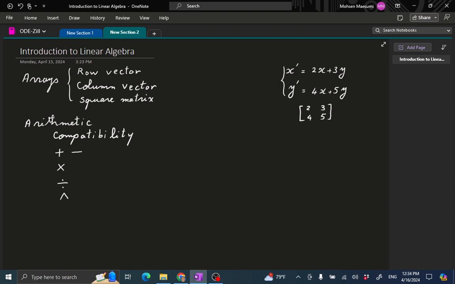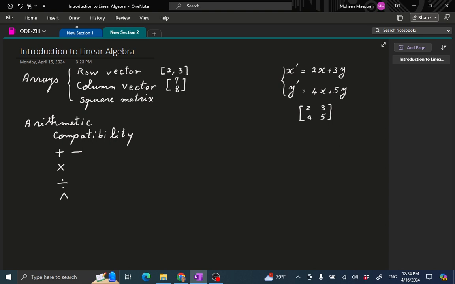So what kind of arrays can we have? Sometimes we have an array which we call a row vector. A row vector is, for example, several numbers written in a horizontal fashion. A column vector, for example, could be a vertical arrangement of numbers. So, for example, 7 and 8.